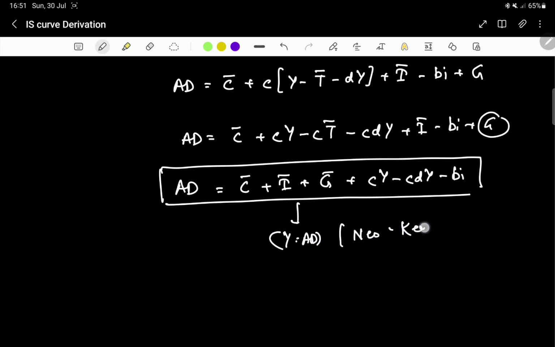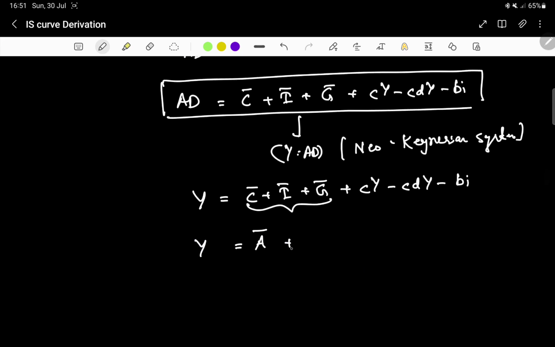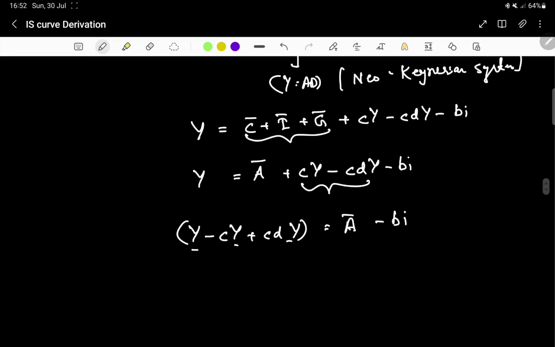So in the new Keynesian system, Y is equal to C bar plus I bar plus G bar plus small cY minus small c d capital Y minus bi. We can write the autonomous part as capital A because it is not going to change, and we can write Y equals A bar plus cY minus cdY minus bi. So if we take it to the LHS, we get Y minus cY plus cdY is equal to A bar minus bi. So we can take Y common from this equation. We get Y times 1 minus small c times 1 minus d equal to A bar minus bi.